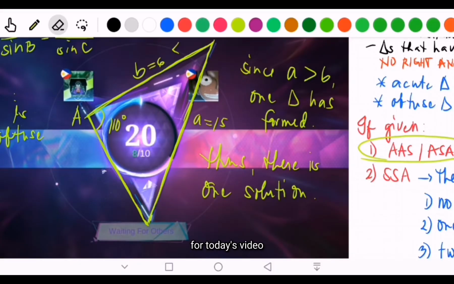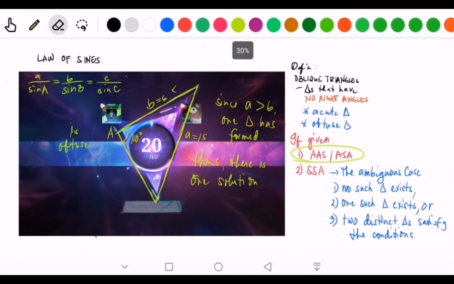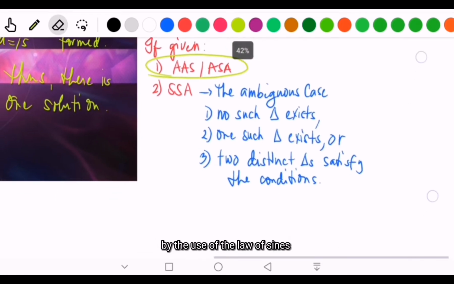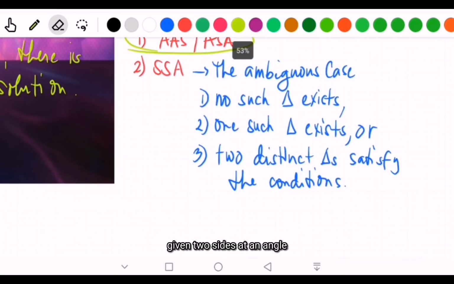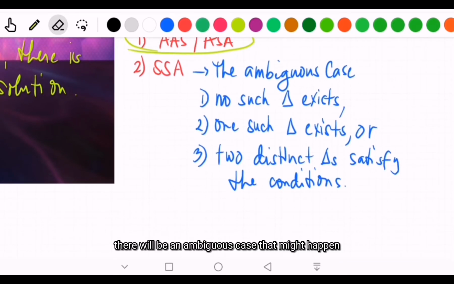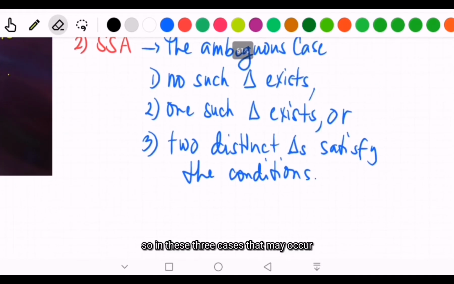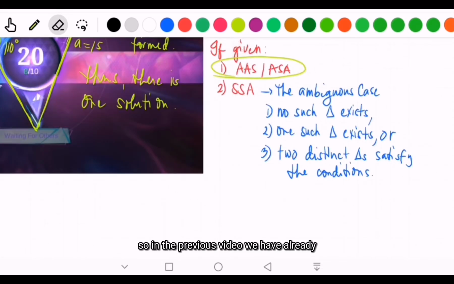Everyone, for today's video, I will explain more about the law of sines and solving oblique triangles by the use of the law of sines. Given two sides and an angle, there will be an ambiguous case that might happen. So in these three cases that may occur, no such triangle exists, one such triangle exists, or two distinct triangles satisfy the conditions. In the previous video, we have already explained some three possible cases that may occur.